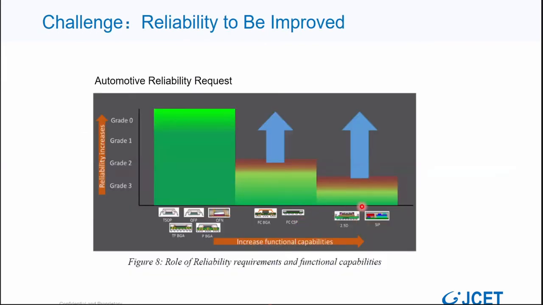Then for the challenge case, as 5G and automotive progress, automotive also starts to use 2.5D and also SiP. But currently the reliability performance of 2.5D and SiP still cannot really meet the automotive industry requirement in terms of Grade 1 and Grade 0. For this one there's a long way to go. We have to solve this reliability requirement, especially for ADAS and also automotive drive.